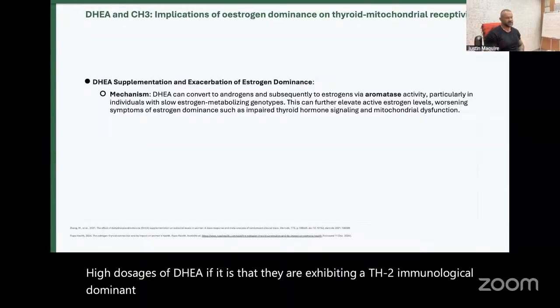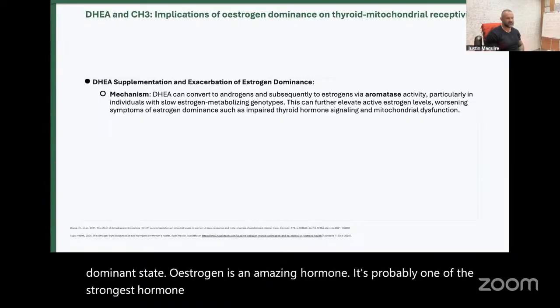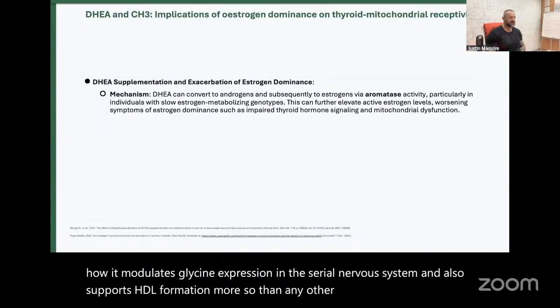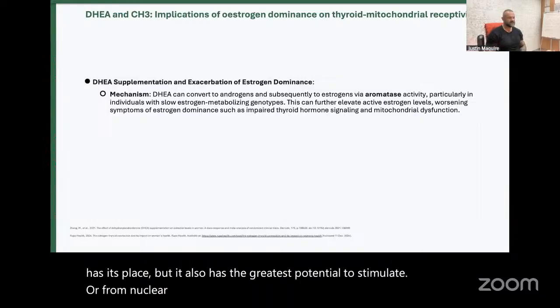Estrogen is an amazing hormone. It's probably one of the strongest hormones to mitigate neurodegenerative outcomes by way of how it modulates glycan expression in the central nervous system. It also supports HDL formation more so than any other of the sex hormones. So it has its place, but it also has the greatest potential to stimulate polymorphic nuclear responsive histamine release, especially if there is poor competition to its rise in the body.